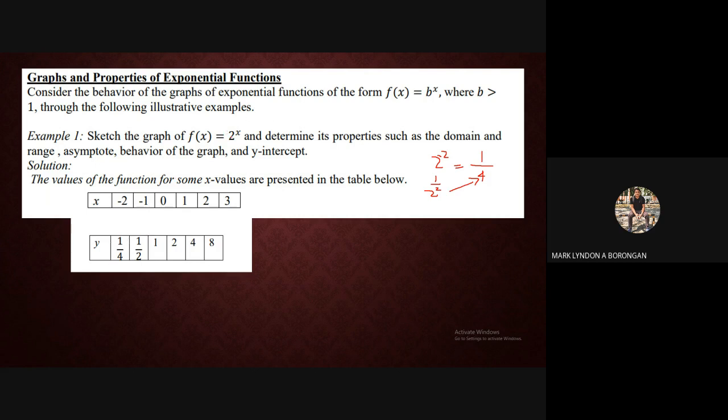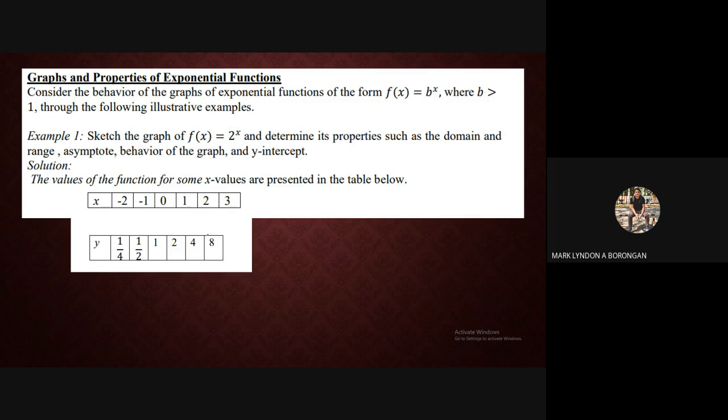If nakay negative 1, you'll have there 1 over 2, di ba? Kay 2 to the power of negative 1 is just 1 half. Okay? What about if 0? Okay, so ato ang 0 rule, if 0 atong exponent, you'll have 1. Tara, nakay 1. What if 2 to the power of 1? 2 to the power of 1 is just equal to 2 lang siya. Now, 2 squared. Ang 2 squared na to is 4. Atong 2 cubed is equal to 8. Okay, so na kay table.